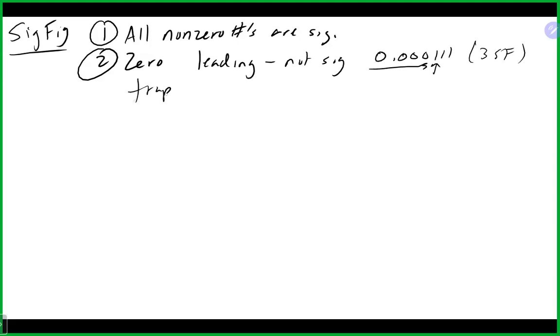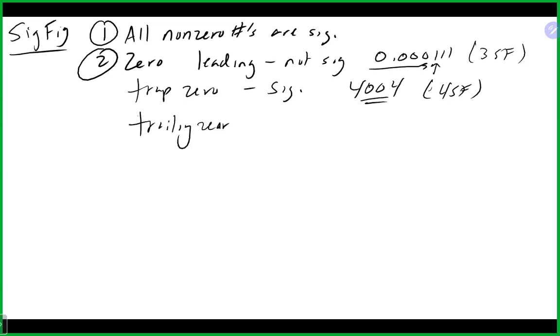There is the trapped zero, which is significant, and that is a zero that is trapped between two non-zero numbers. So in this case, this would have four significant figures. And lastly, there is a trailing zero, where they are going to be significant if there is a decimal point in the number. Remember that the decimal point doesn't have to be near the zeros or anything like that, but it does have to be actually written into the number. You can't just assume that it's there in the case of significant figures. So again, it has to be actually written in there.